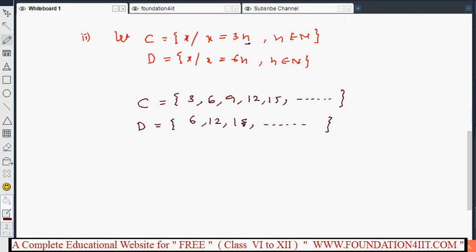So every element of D is in C. Now if you observe, 6 is here, and 18. After 15 we get 18 also, because if it is a multiple of 6 then it is a multiple of 3 also, like 12. So all the elements of D are in C. So we can write D is a subset of C and C is a superset of D, right? So we can write like this.